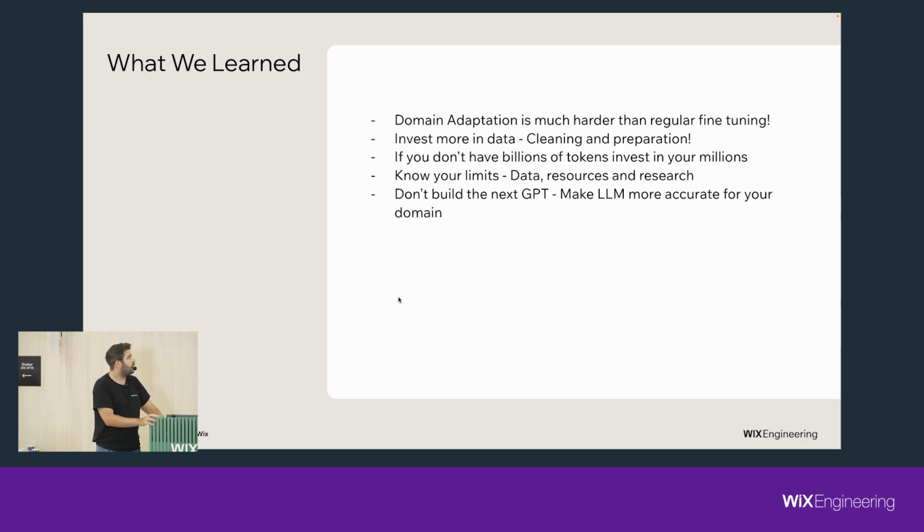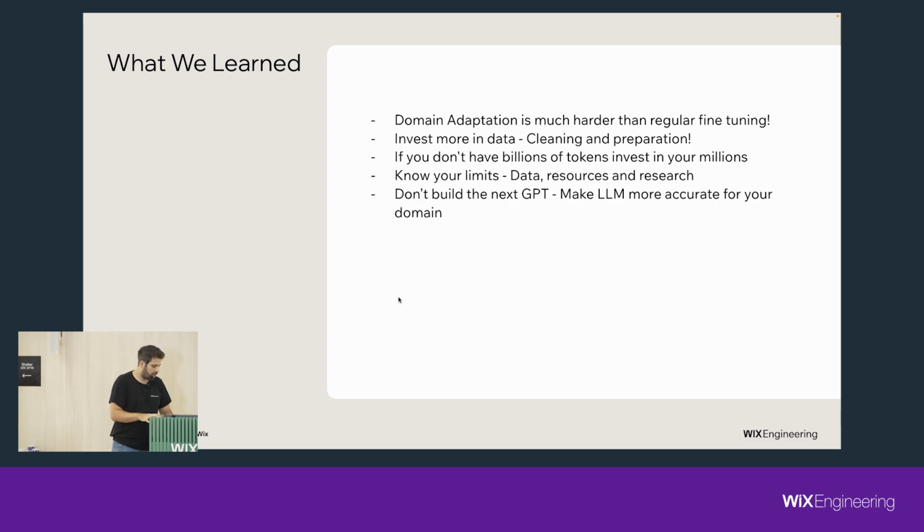So what we've learned is that, first of all, if I had more time, I would invest in data, in cleaning it and making it ready for training. Even if you don't have billions of tokens, you can still fine-tune some models with your millions of tokens. Just make them correct and clean. You don't want to build the next GPT. You just want to build an LLM that is aware and accurate on your domain. So keep it in mind.